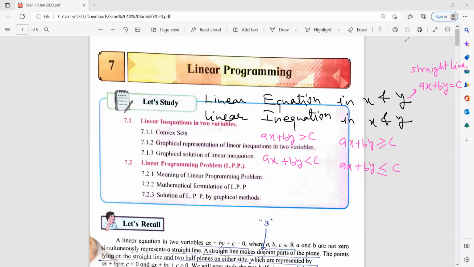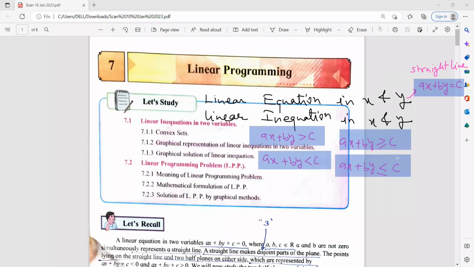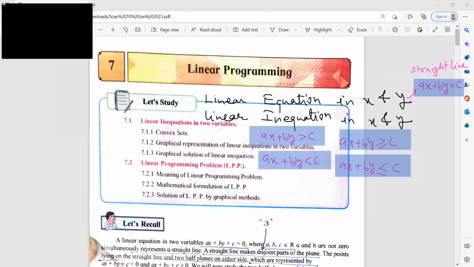Now, what is important, students? Here you saw that a linear equation in X and Y will represent a straight line on a 2D plane, that is, on the XY plane. So the question here is: what will a linear inequation represent on the XY plane? For that, I will give you an illustration.